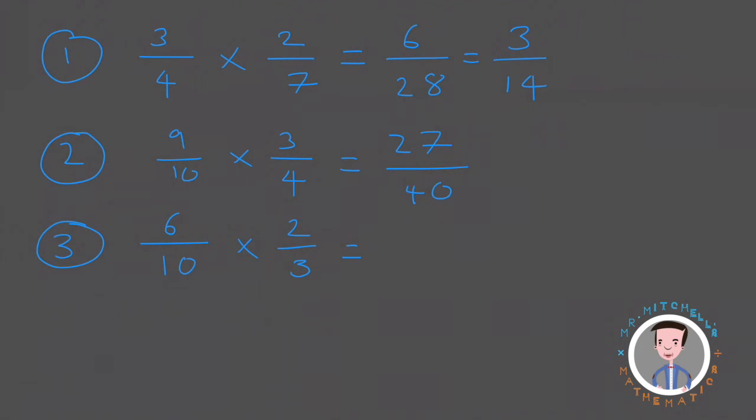The next is 6 times 2 is 12 and on the bottom 10 times 3 is 30. They're both even, so that's 6 over 15. And again, we know that 3 goes into 6 and 3 goes into 15, so therefore 2 over 5. Great, so I hope that you got the answers right.